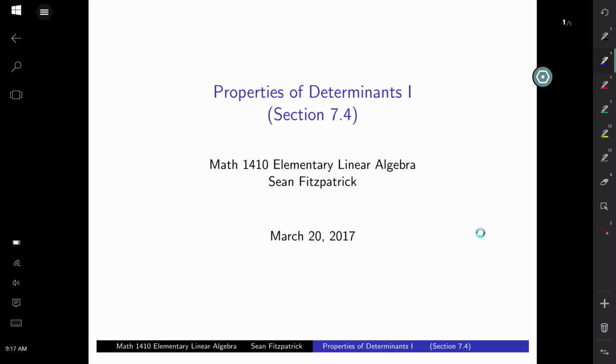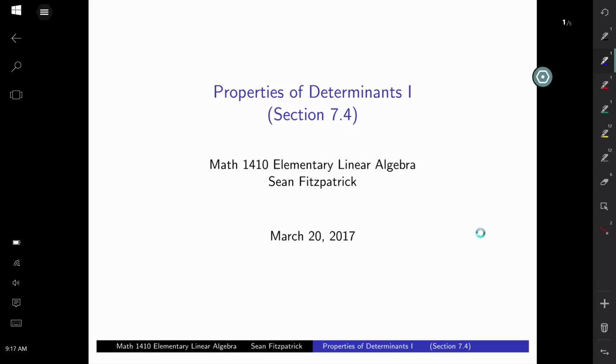Good. So now that we've explored a bit of computational examples with determinants, we're going to look at some of the properties of determinants. We're going to look at some of the reasons why determinants are useful, right? We're not calculating these things for nothing. There are reasons that people care about determinants.